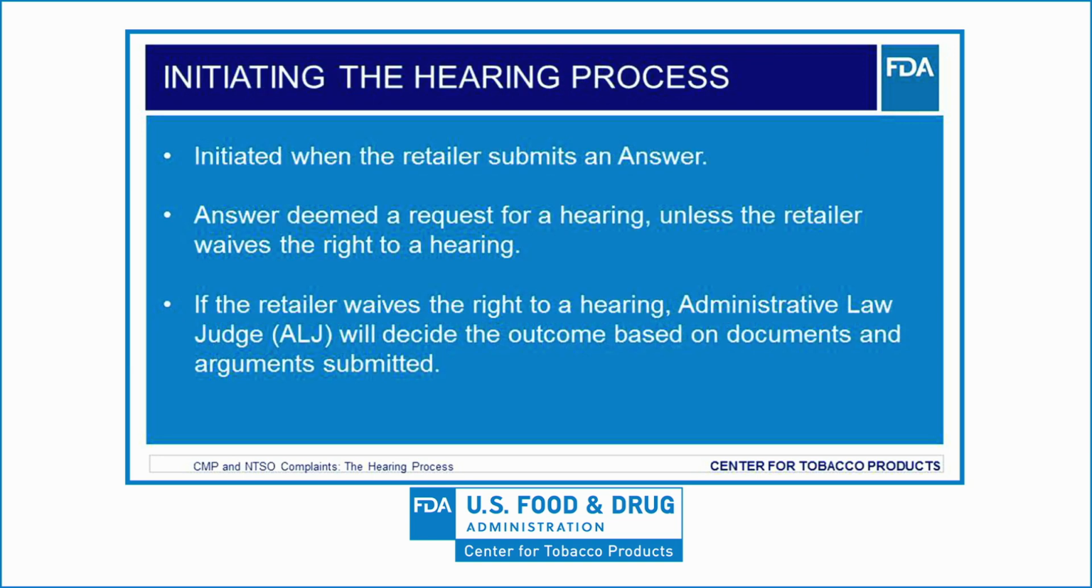The hearing process begins when you submit an answer to the complaint. Filing an answer or requesting an extension to file an answer are discussed in the 3rd webinar in this series, titled How to File an Answer and Consequences for Not Filing an Answer. As explained in that webinar, your timely filed answer is considered a request for a hearing unless you state otherwise. If you waive the right to a hearing, the presiding ALJ may decide the outcome of the complaint based on documents and arguments submitted by you and FDA's Center for Tobacco Products.